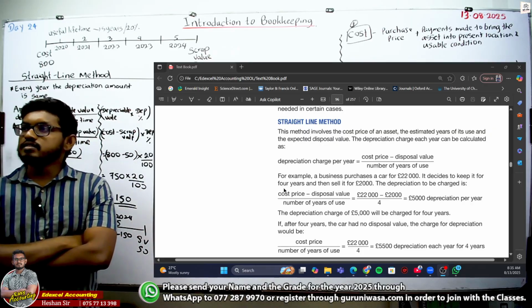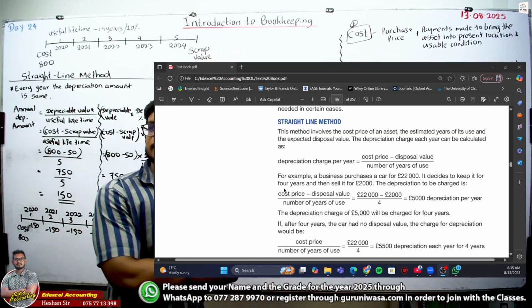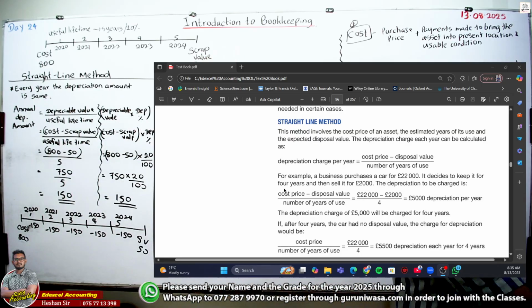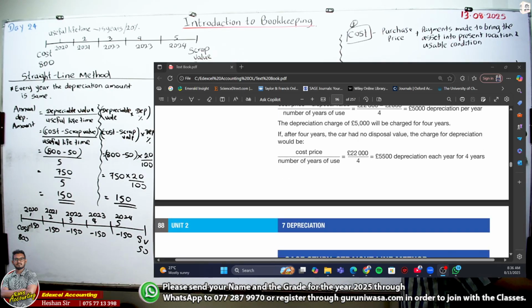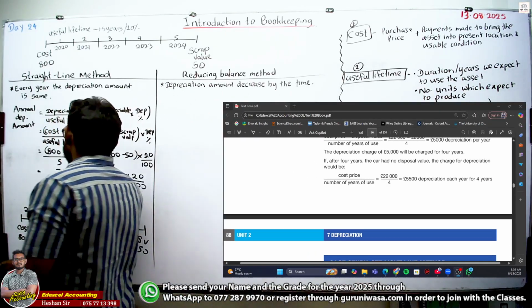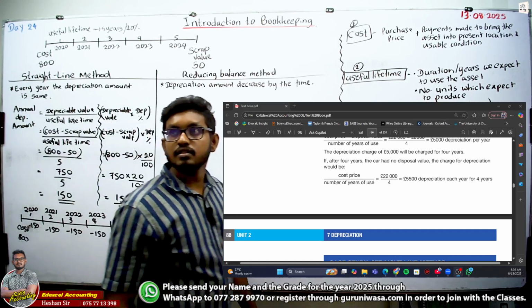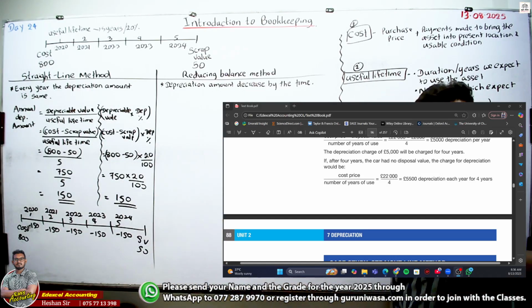If the car has no disposal value after 4 years, the scrap value is 0. So cost is equal to the depreciable value. So if there's no scrap value, it's cost divided by useful lifetime. Understand? That is how it goes.